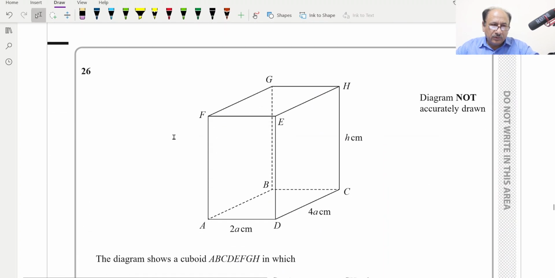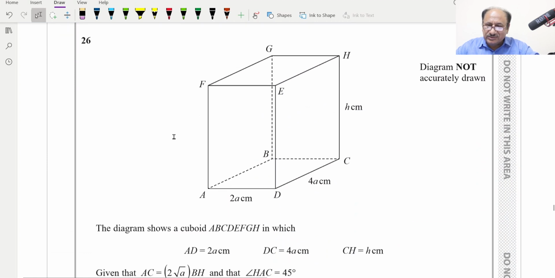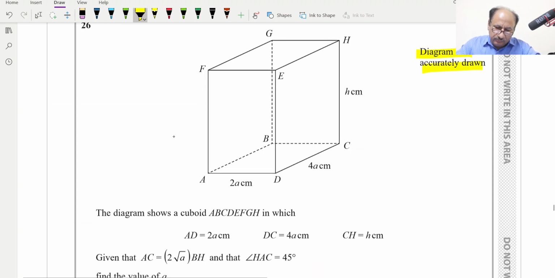Hopefully you got everything. Now this is question number 26, and the diagram is provided which is not accurately drawn. So now we will be going through the question. The diagram shows a cuboid in which AD is equal to 2A, DC is equal to 4A, CH is equal to H, and this is the condition of the question which we'll be applying, and this is the angle HAC, and HAC is given as 45.